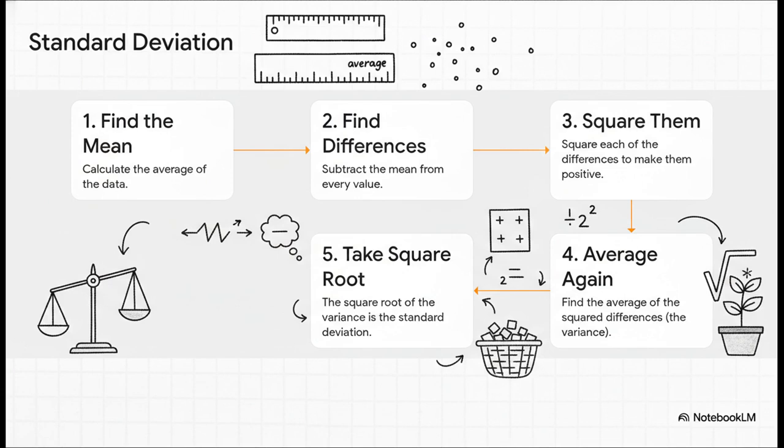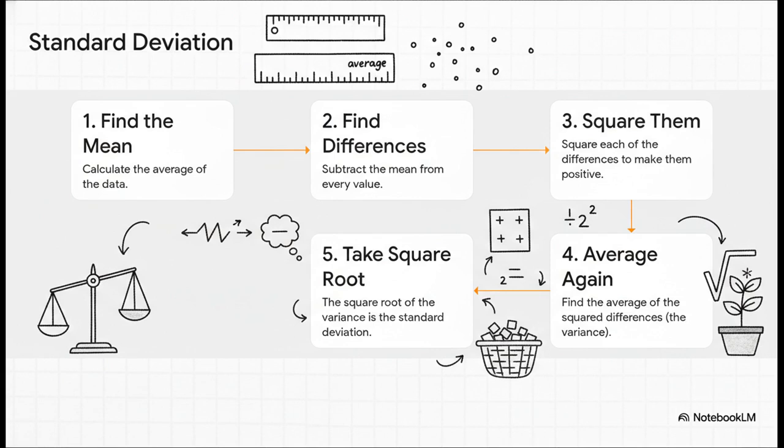Now, the calculation might look a little complicated, but it's really just a logical 5-step process. First, you find the mean, the center of your data. Then for step 2, you figure out how far each number is from that mean. Step 3 is super important. You square those differences. Why?